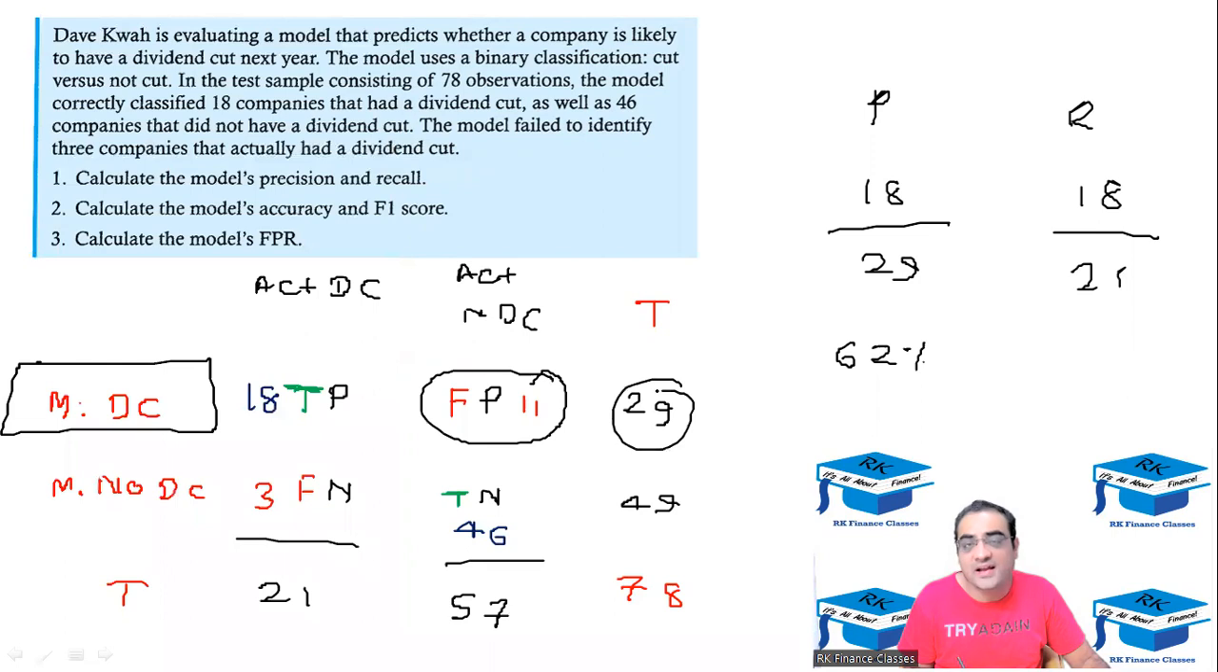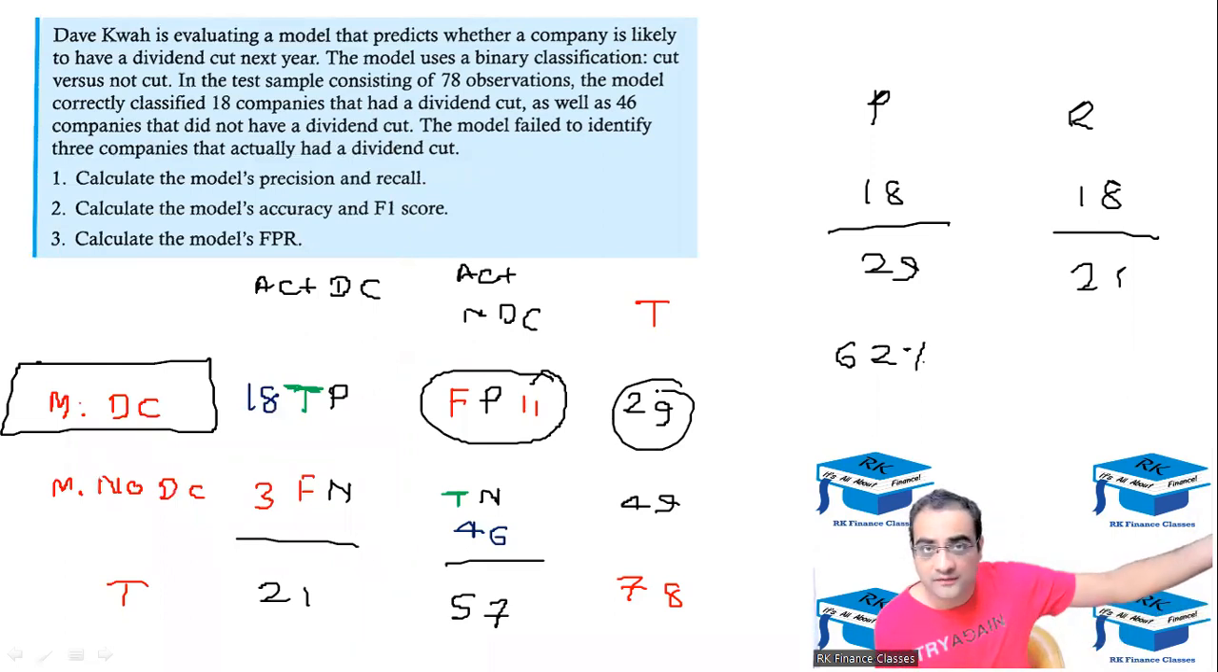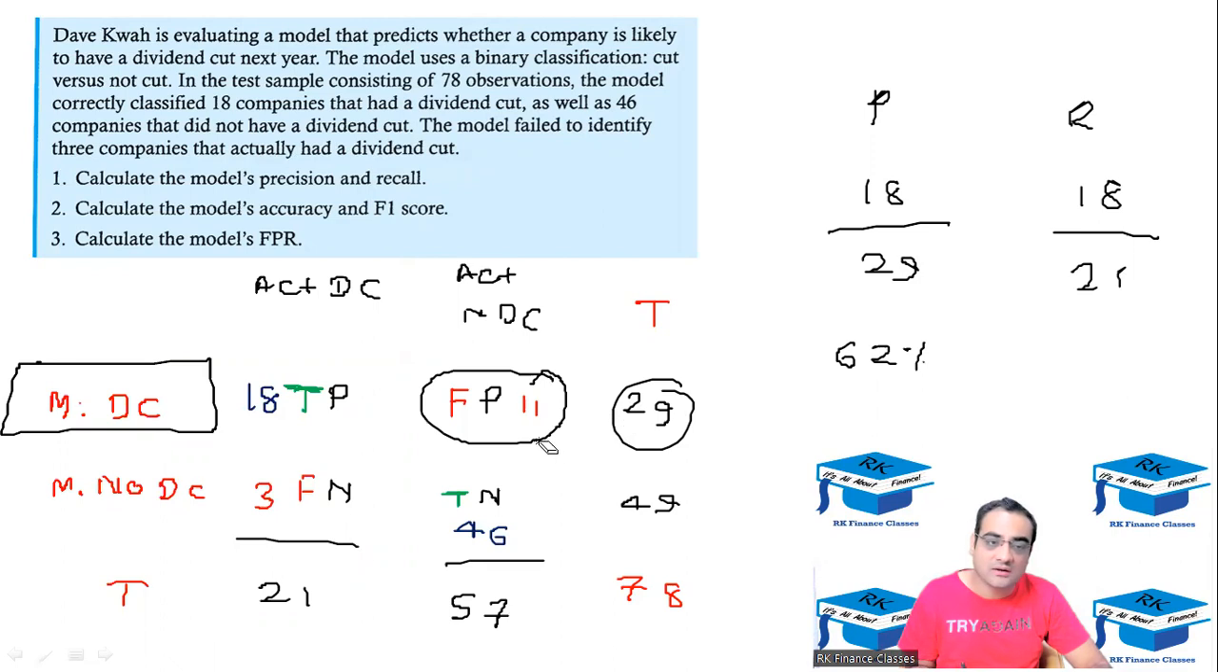which means out of 29 companies which the model said were going to default, 11 did not default. So the model was wrong 11 out of 29 times. That is called a type 1 error. It is the opposite of precision: if precision is 62, then type 1 error would be 38%. So basically, if we want to reduce type 1 error, we have to increase the precision.